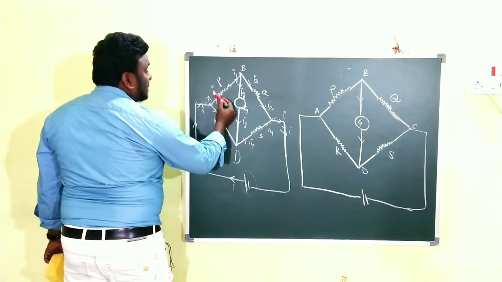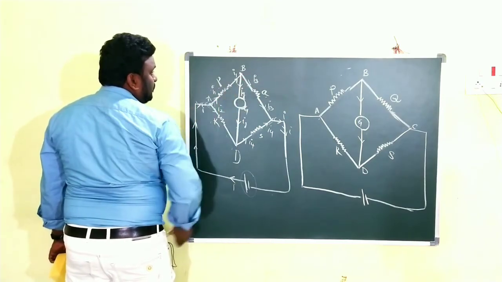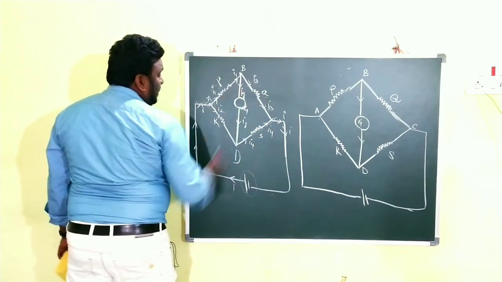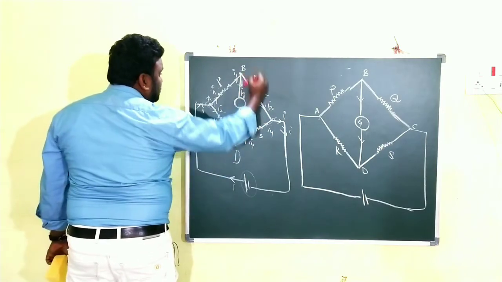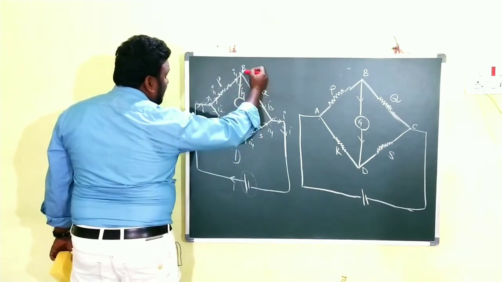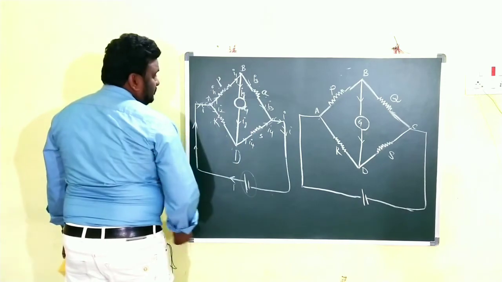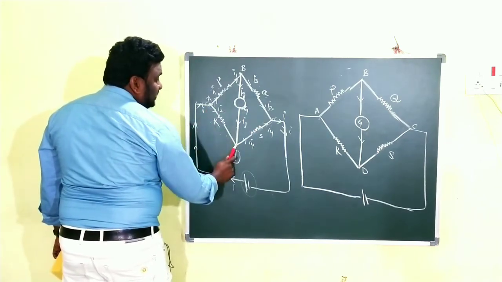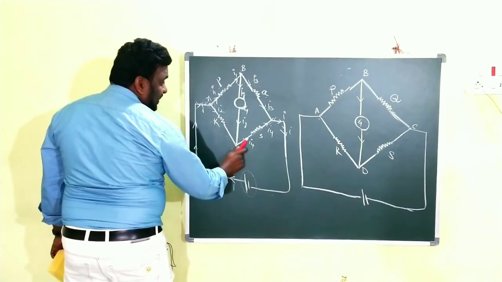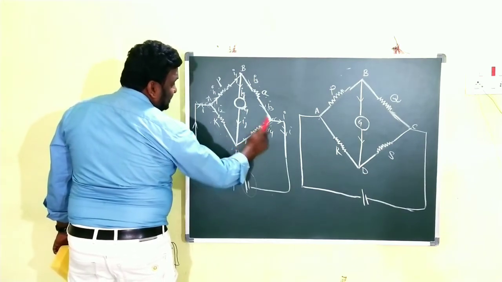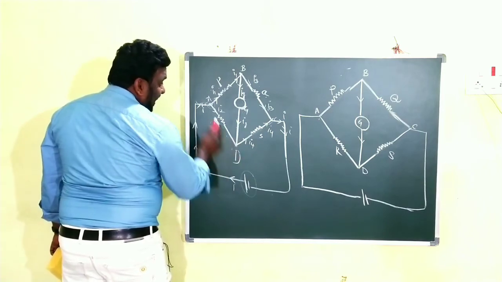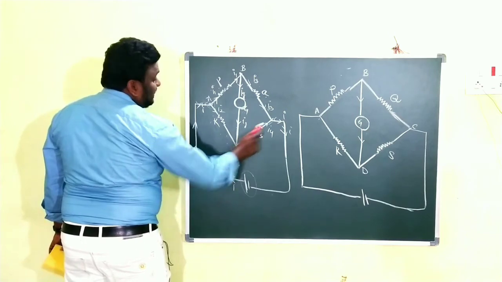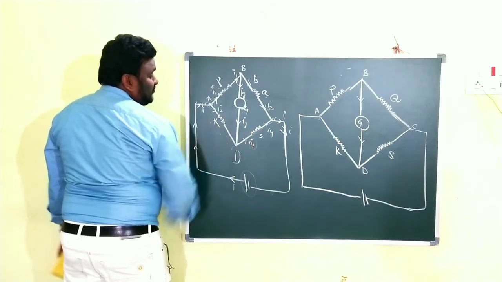Again the current I1 passes through P and reaches the point B. From that point the current again splits into two paths, IG and I3. IG is the amount of current passing through the galvanometer and I3 is the amount of current passing through the resistor. And at the point D, the current I2 and IG both reach. So at D, I2 entered, IG entered, and the amount of current going from D is I4.